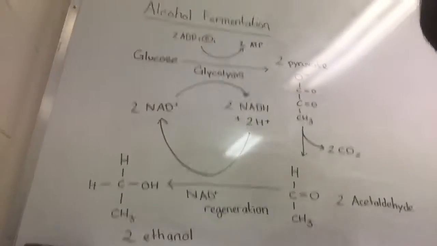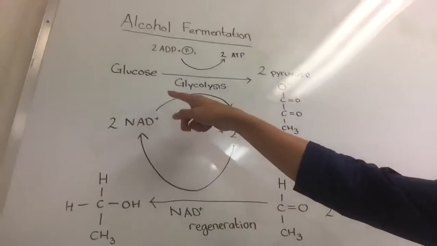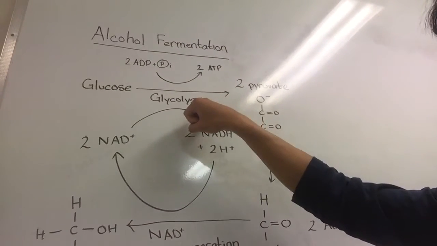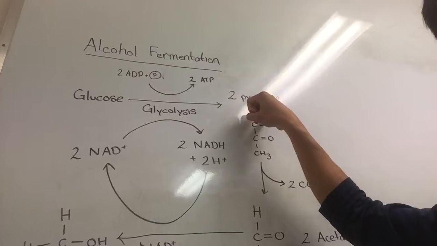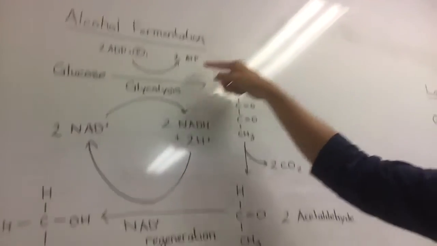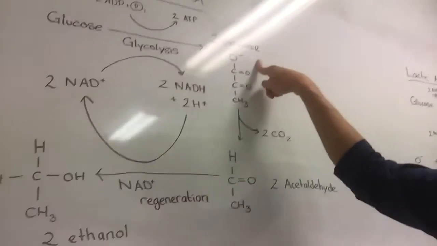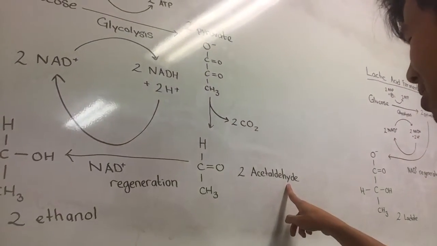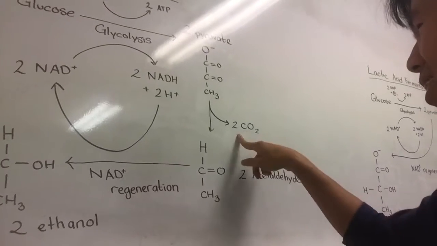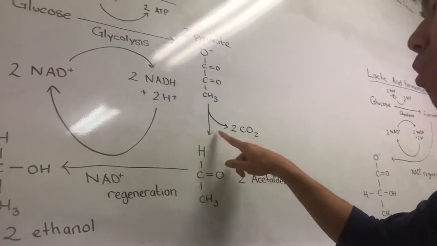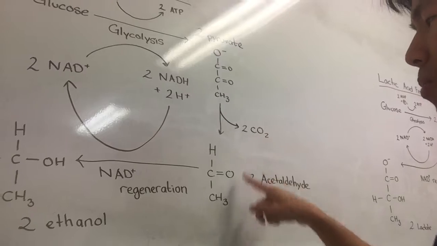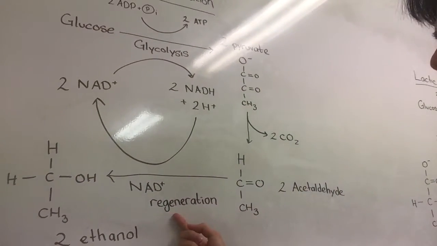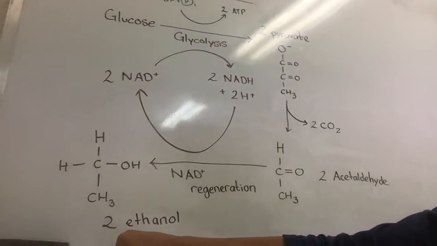That's what it looks like. Just like aerobic respiration, we start with glucose. We go through glycolysis, forming 2 pyruvate and 2 ATP. However, from here, the 2 pyruvate is going to form 2 acetaldehyde. While it's forming that, it'll give off 2 carbon dioxide gas. Then from there, it's going to go through NAD+ regeneration, forming 2 molecules of ethanol.